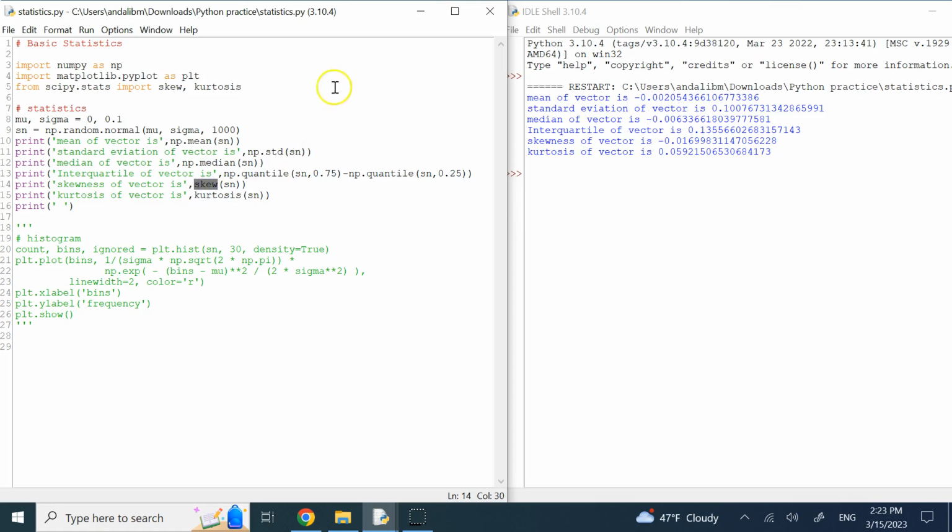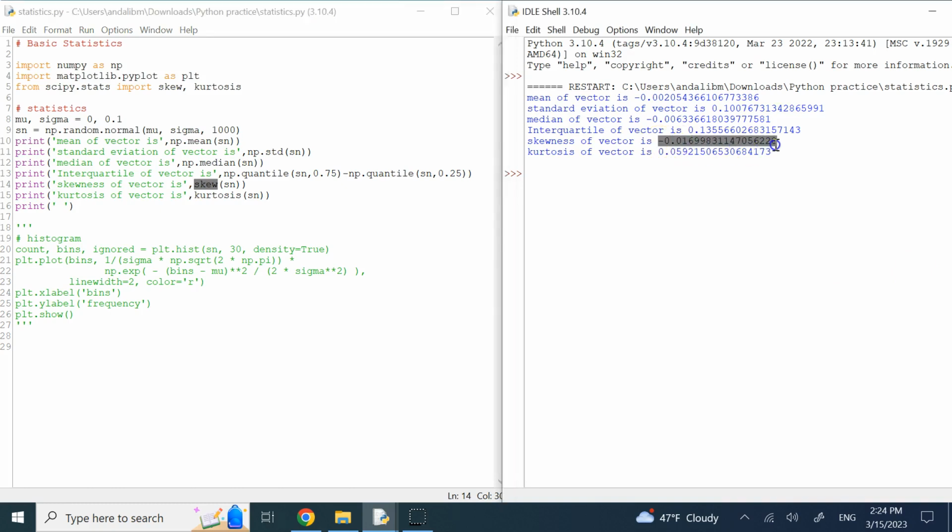And skewness, as you know, is a measure of deviation of the center of the data to the left or to the right, toward the smaller or toward the higher data. For a normal distribution, the number should be 0. And you see this number is basically close to 0.